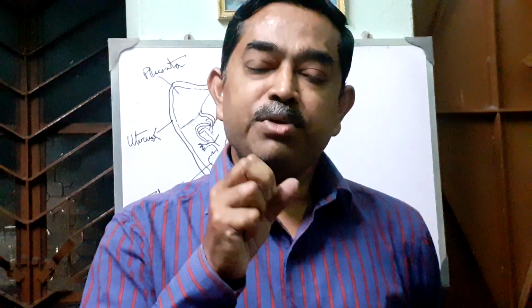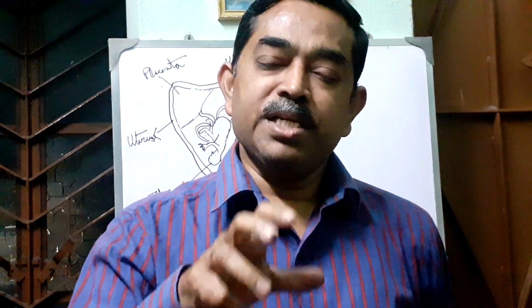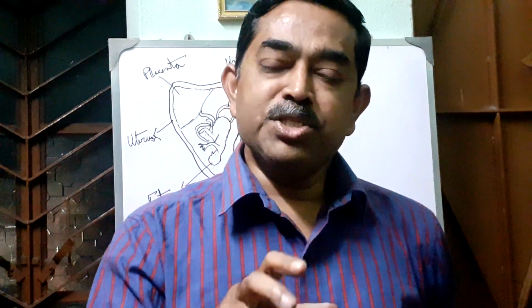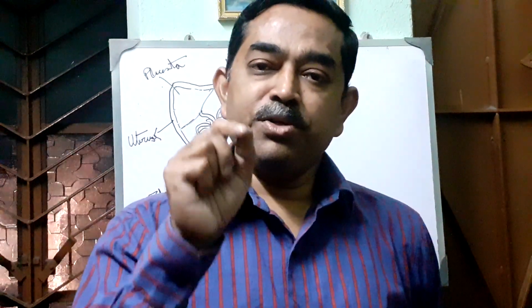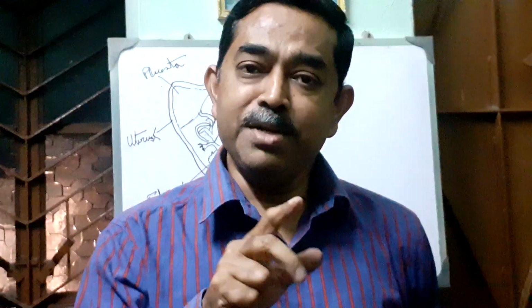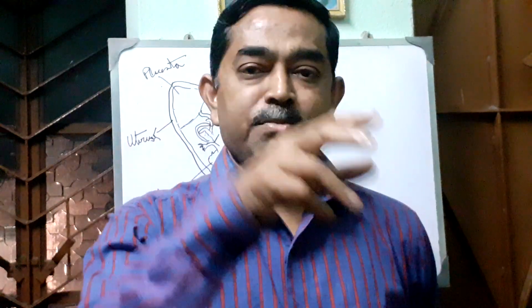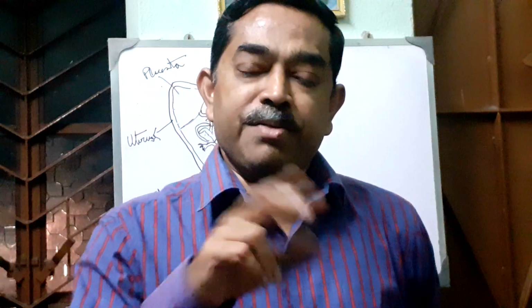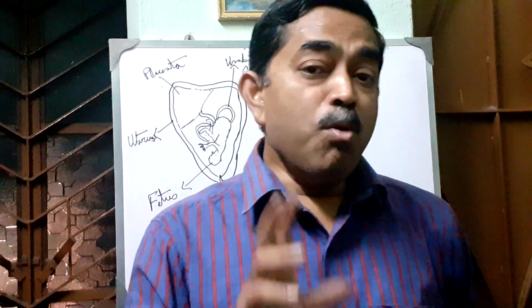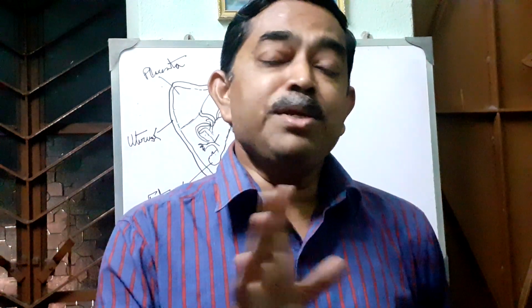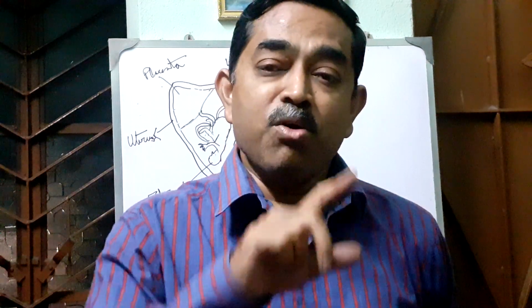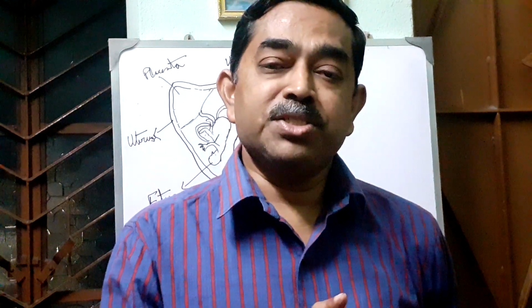A, B are actually antigens. A blood group means A antigen will be present on the surface of the red blood cells, and B blood group means B antigen will be present on the surface of red blood cells. AB means both antigens. I have shown this by a diagram in my previous video. And O means there will be no antigen on the surface of the red blood cells.